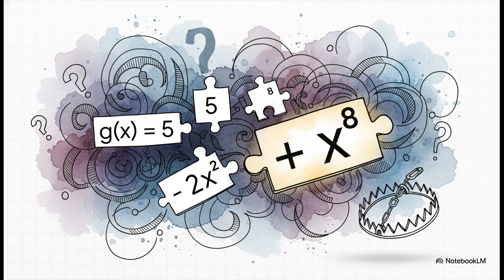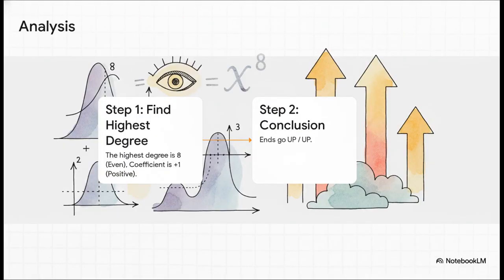Now this one has a very common trap baked into it. See how the terms are all jumbled up? They're not in the usual order. This is designed to trip you up, but we're not gonna fall for it. This is exactly why you have to scan the entire function first. Don't just look at the first term. The most powerful term here is actually the x to the 8th hiding at the end.